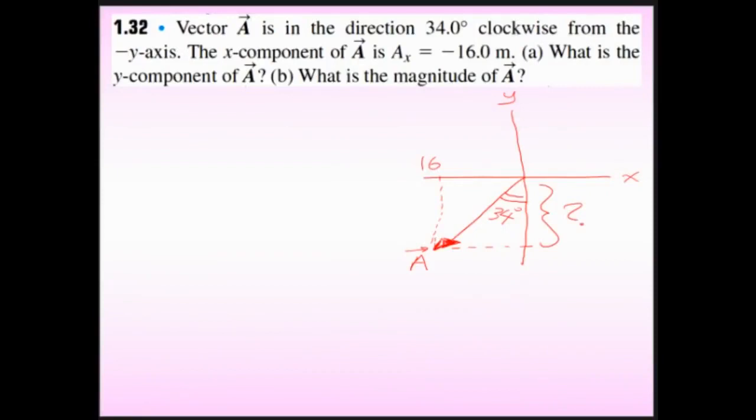Tell me, is that component adjacent to the 34 or opposite to the 34? Adjacent. What do you always use when you have adjacent? Cosine, even though it's going on which axis? Why? Because we're using which angle? The vertical angle. Do you see what I mean?